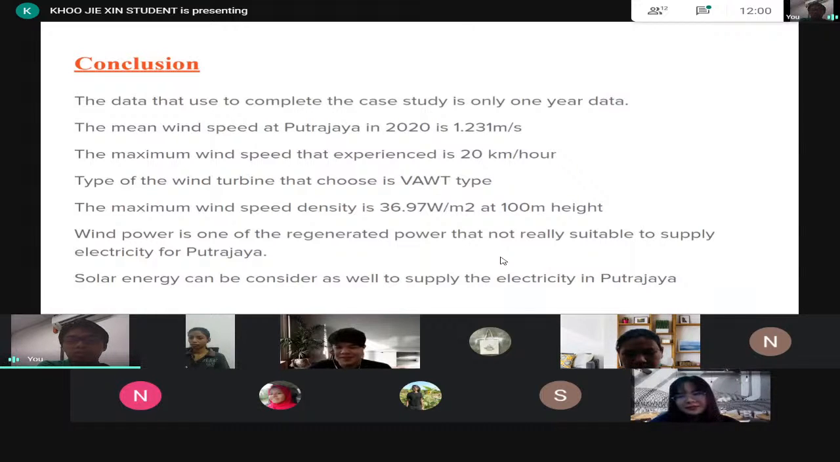The question number two. Do you need to install a wind turbine at a high position? Why?